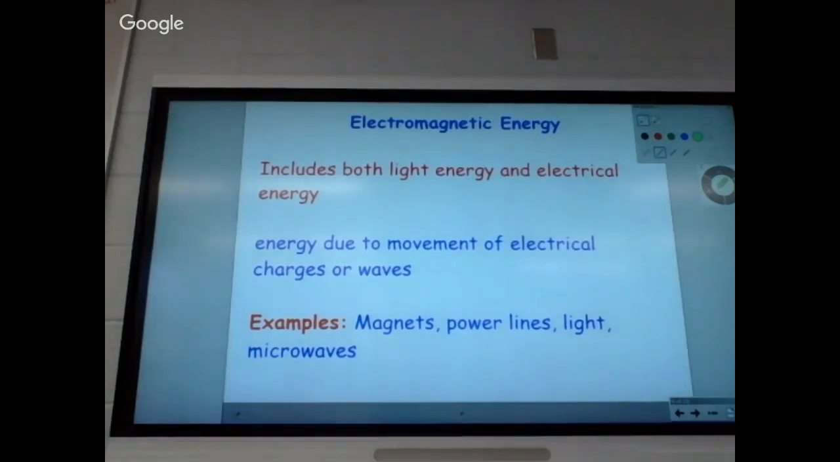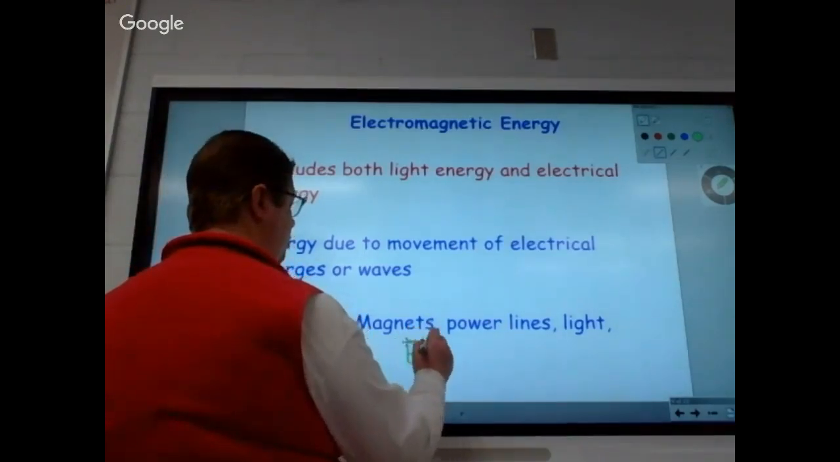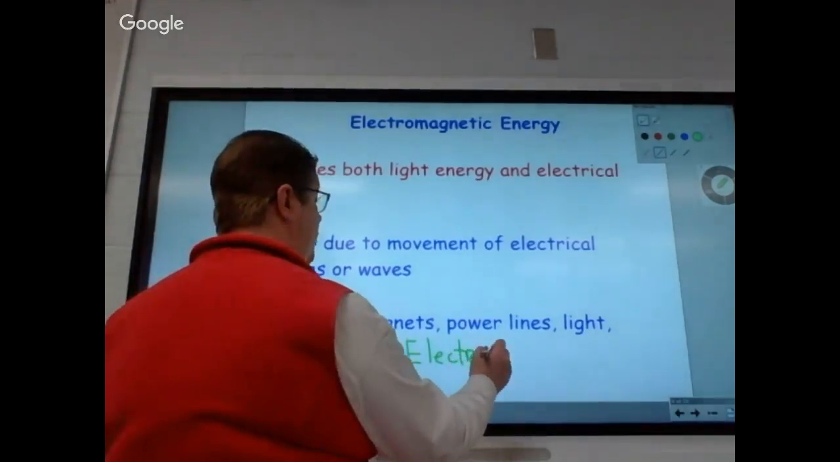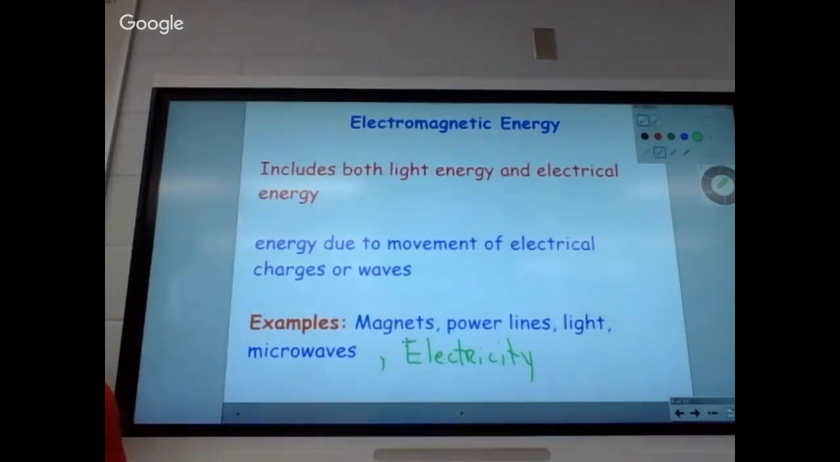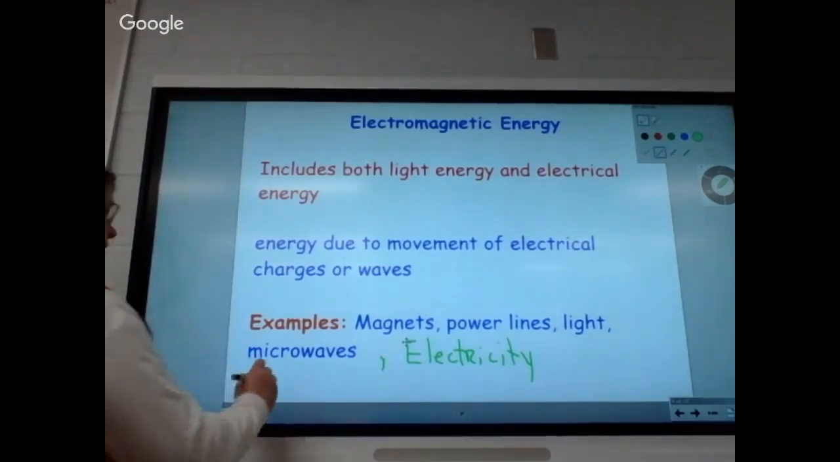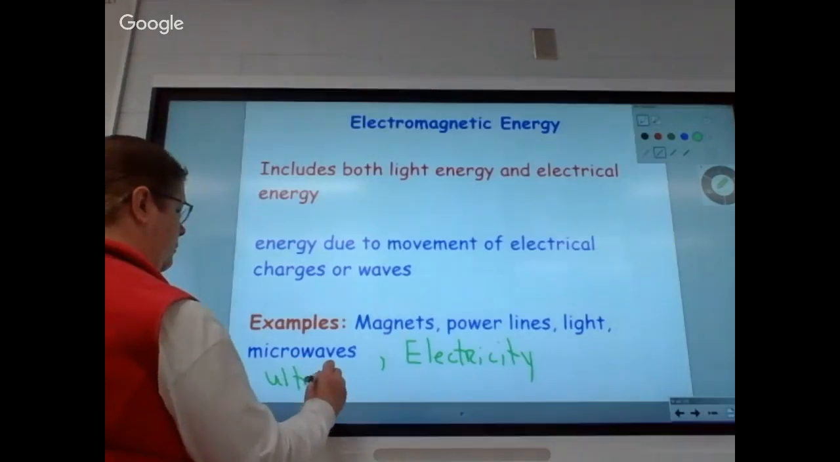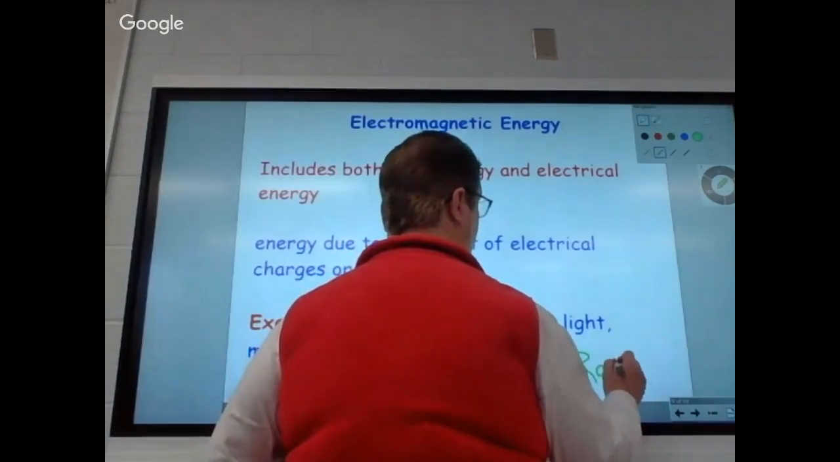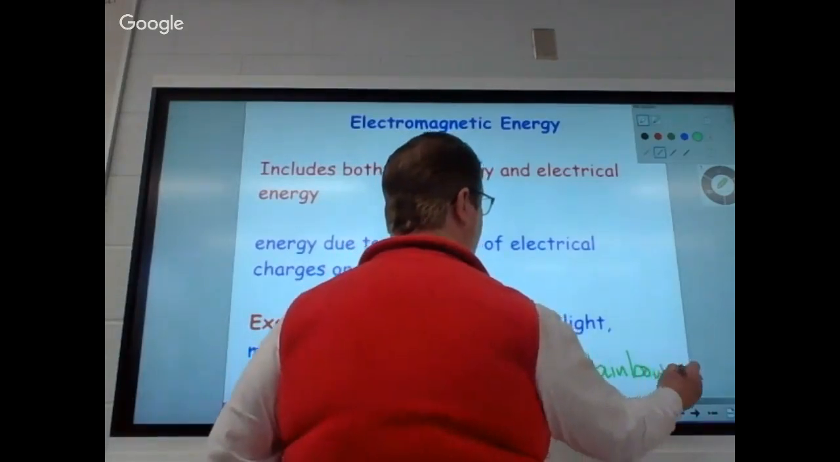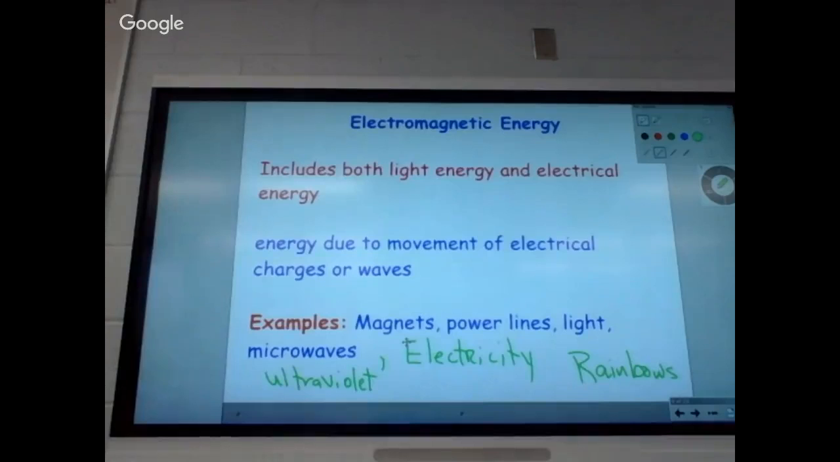All right? So, make sure that you include electricity in your examples. It does not have to be just things like ultraviolet. All right, rainbows would fit here, because rainbows involve light. Light shines through a water droplet. Okay? Everybody caught up?